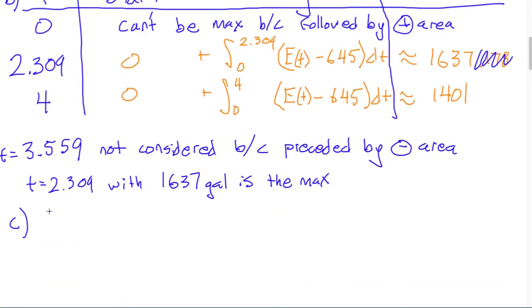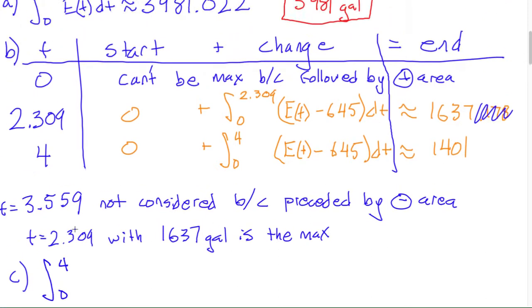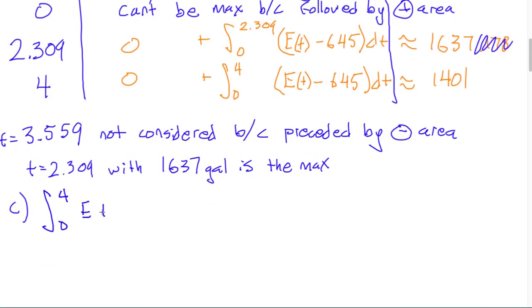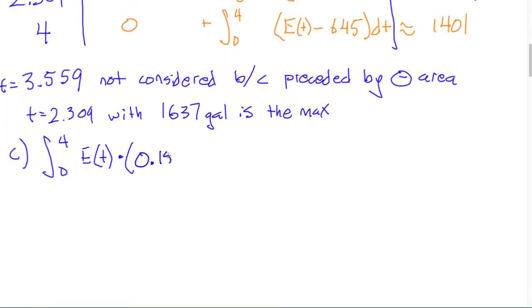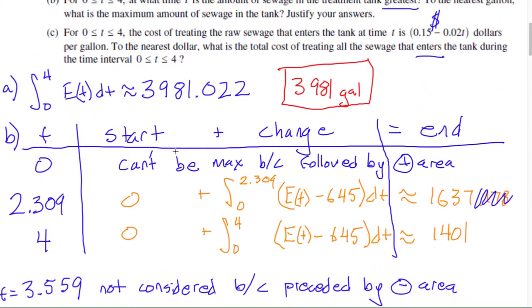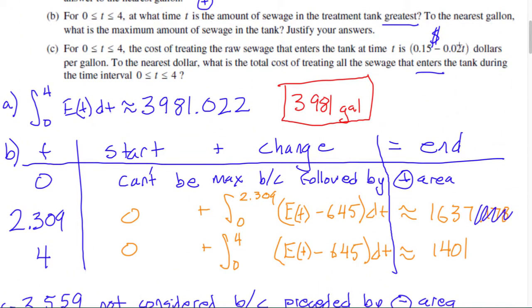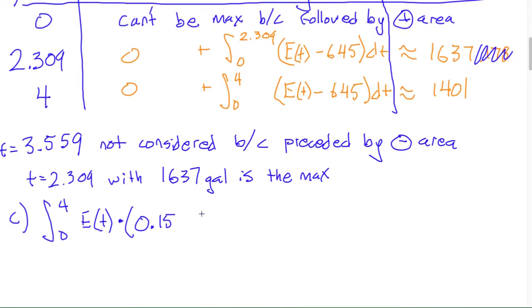So this is going to be the integral from 0 to 4 of E of T times this other function that they just gave us, which is 0.15 minus 0.02t. That's going to be inside the integral, yeah, because it has a variable in it. All of that dt.